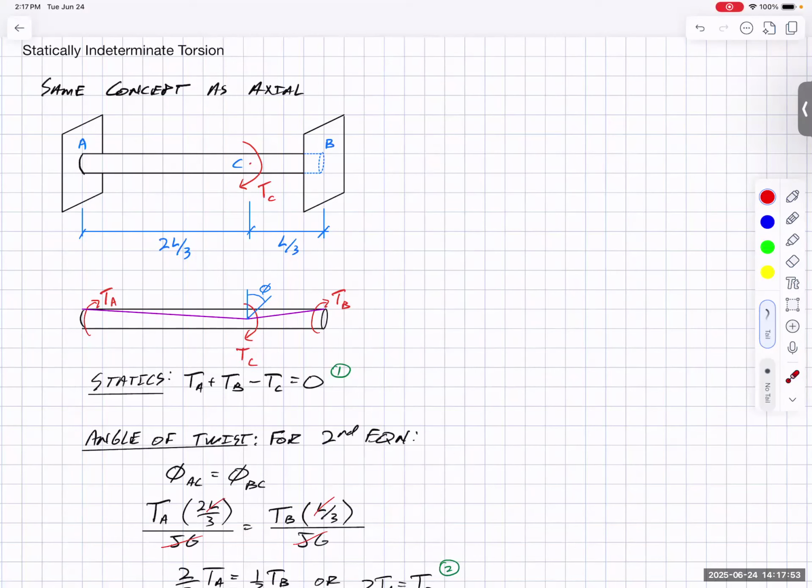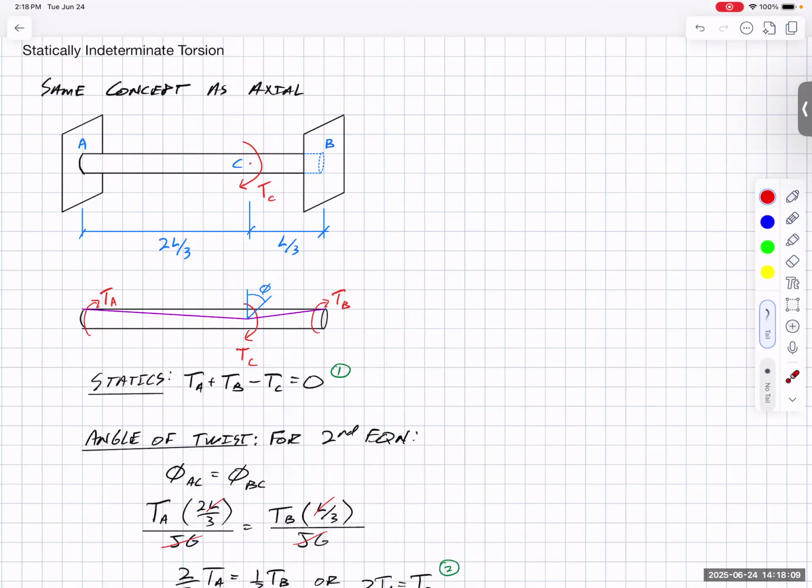Okay, welcome back. Let's take a look at statically indeterminate torsion. So we've already talked about torsion and twisting and angle of twist. Now we're going to do a concept very similar to what we had in axial loading.